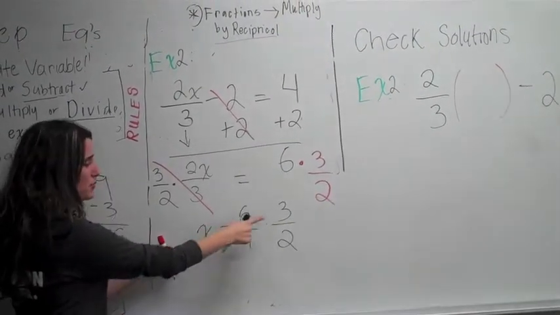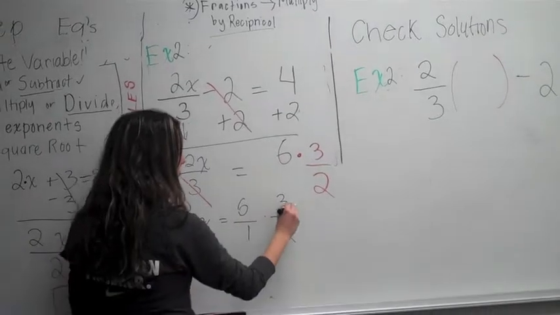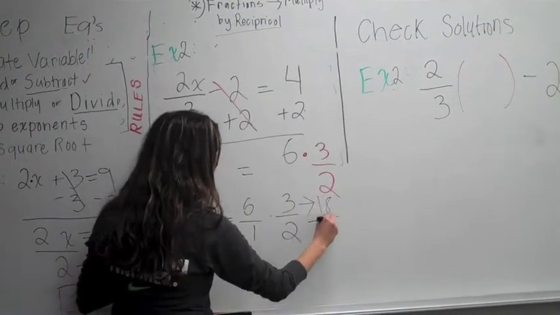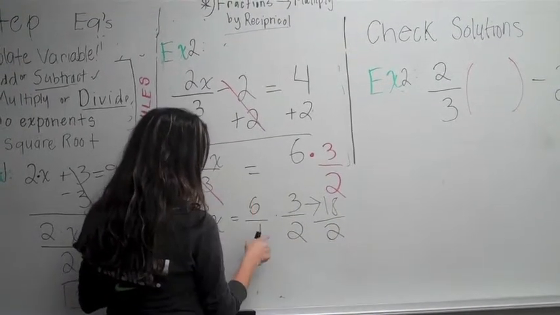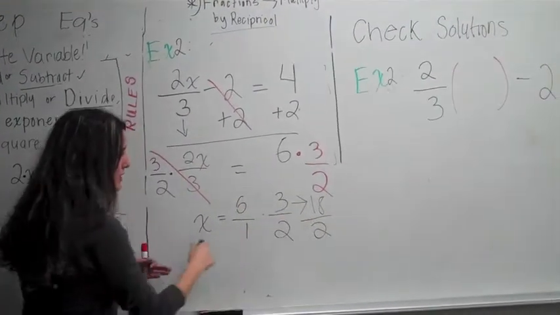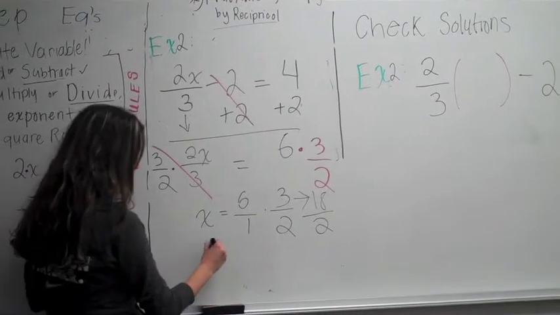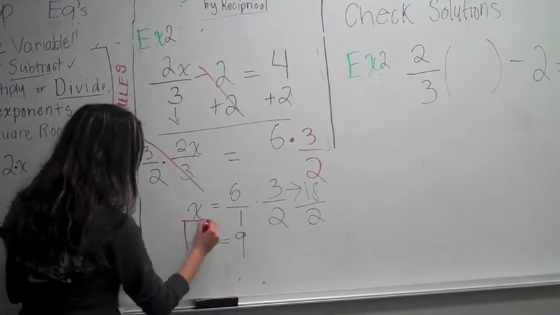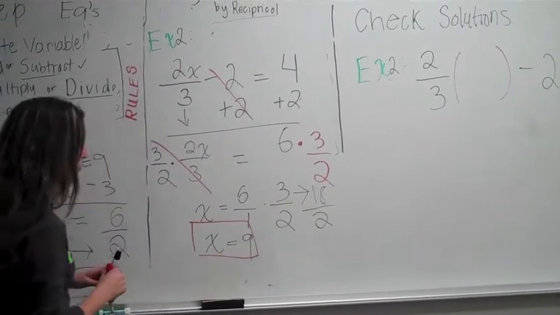Now, what's 6 times 3? Anyone? 18. Excellent. And then we have 18/2, because 2 times 1 is 2. And what's 18 divided by 2? 9. So x equals 9. Okay? Now we must check our solution.